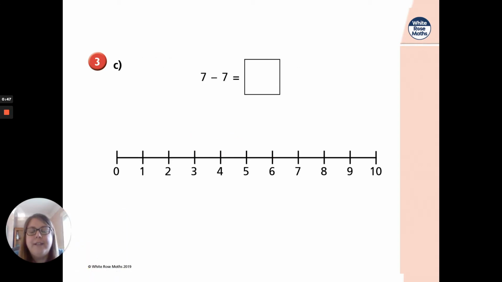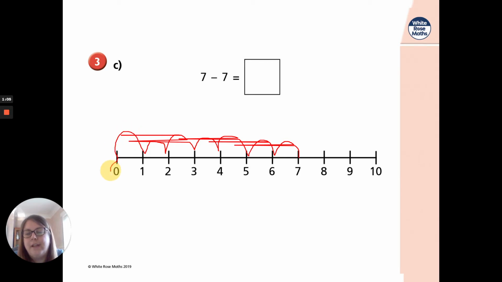Are you ready? 7 take away 7. Off you go. So I'm going to start at 7 and I'm going to jump along. Remember, I'm not going to count this number. I count my first jump. 1, 2, 3, 4, 5, 6, 7. That takes me to 0. So I would write 0 there. Well done if you managed to get that right, guys.